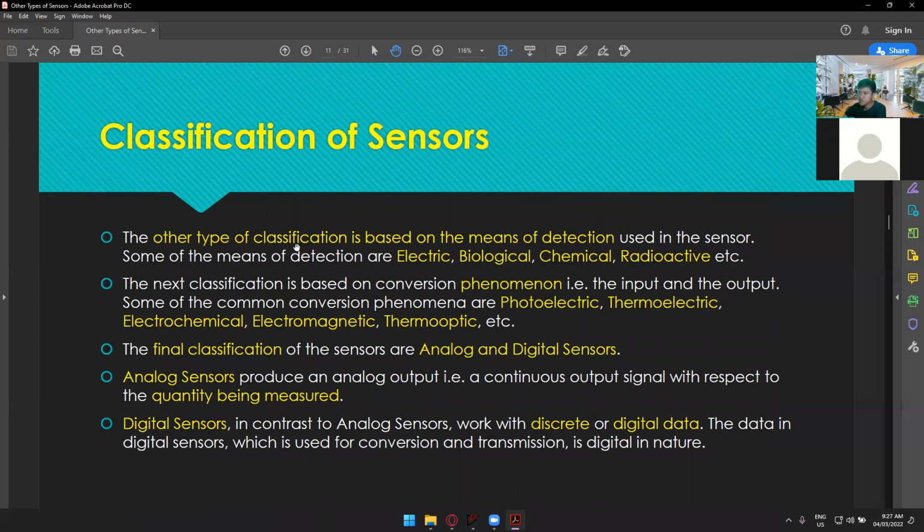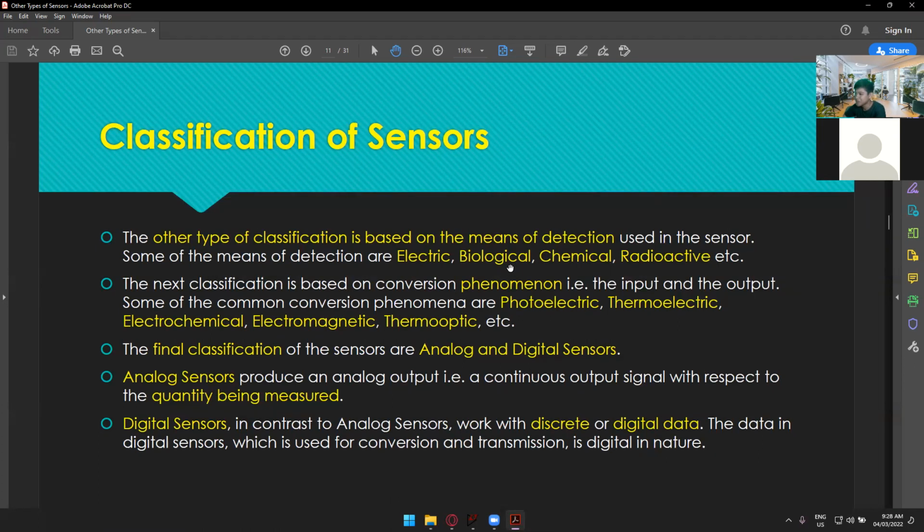Anyway, let's move on to more classification. Of course we have electrical sensors, biological sensors, chemical sensors, and then radioactive sensors. Those are just the classifications or categories of what it can detect. For electrical, I guess it's easy to understand. If there is electricity, then it detects that there is electricity. If there is no electricity, then it detects that there is none. So it's very straightforward.